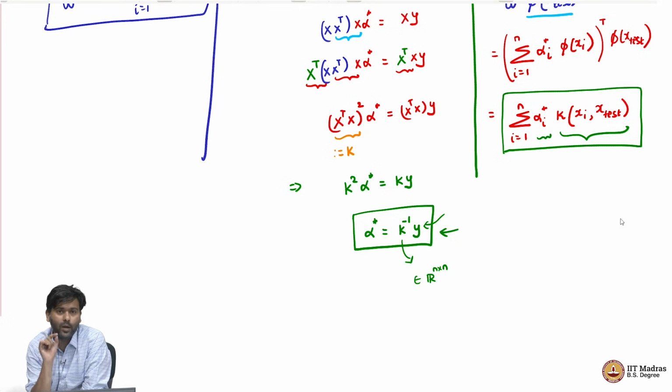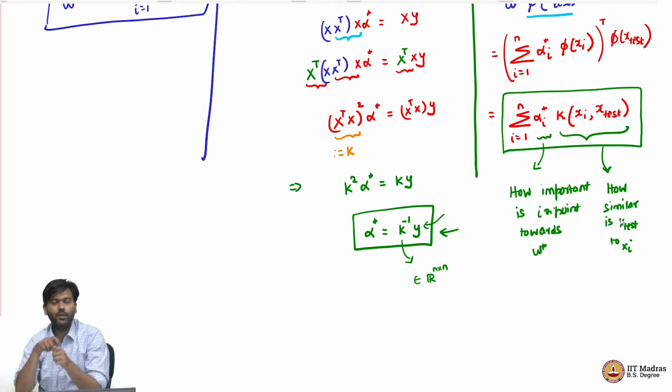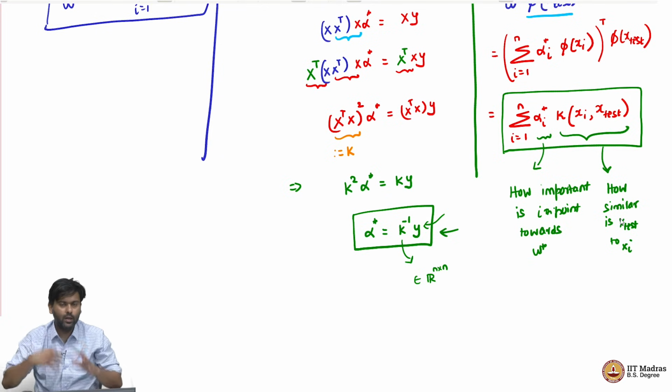But then how important is this training point to the w star, that is given by alpha i star. So alpha i star says how important the ith point is towards w star. Now K of xi comma x test says how similar x test is to xi. So you might be very similar to a data point which may not be so important for w star. So it's the product of these two things that matters in our prediction, and then you sum it up over all data points.